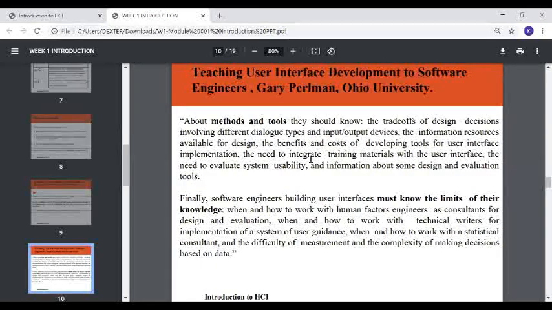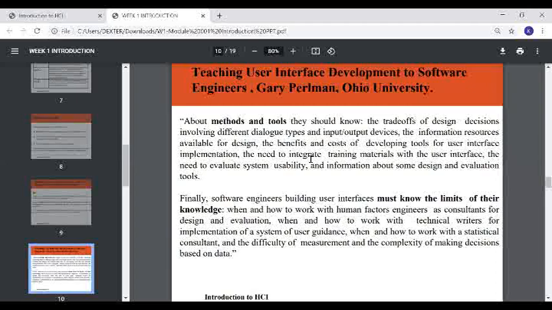About methods and tools, they should know the trade-offs of design decisions involving different dialog types and input-output devices, the resources available for design, the benefits and costs of developing tools for user interface implementation, the need to integrate training materials with the user interface, the need to evaluate system usability, and information about some design and evaluation tools.